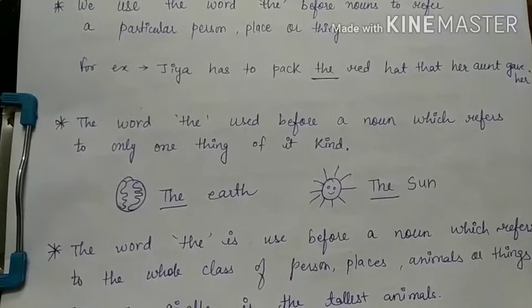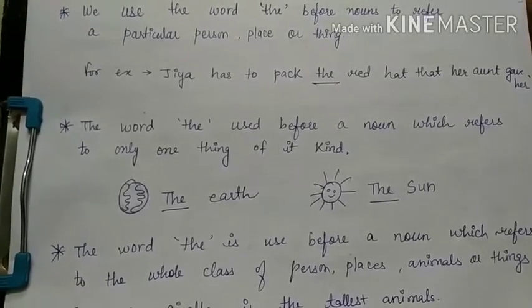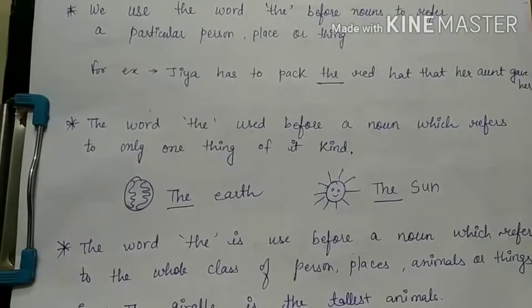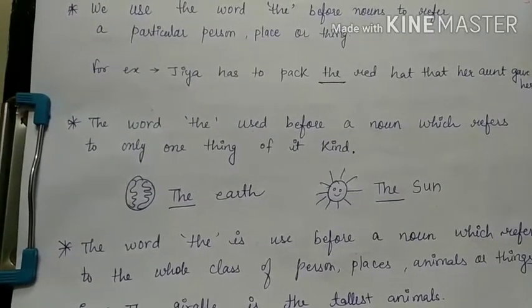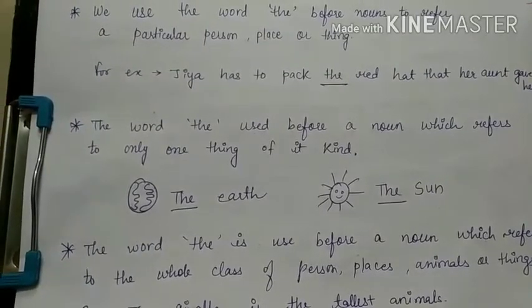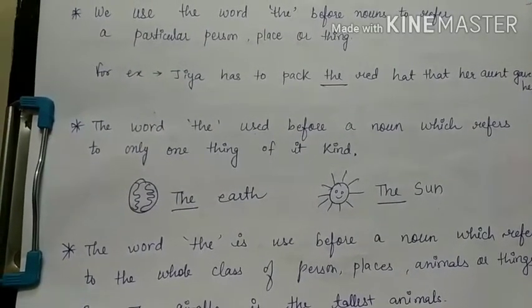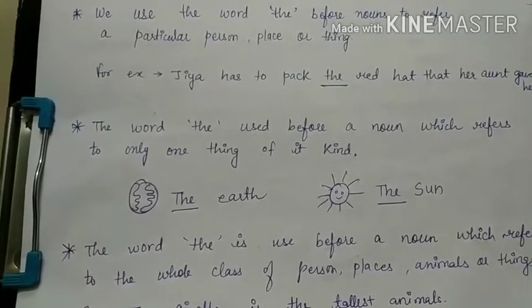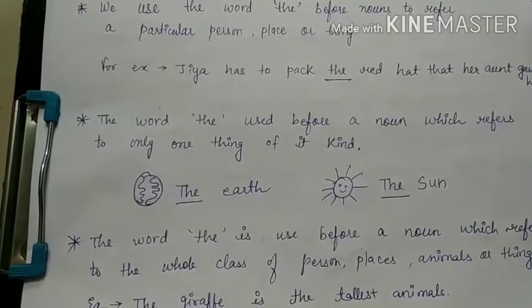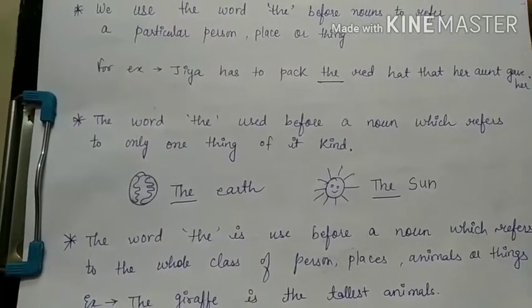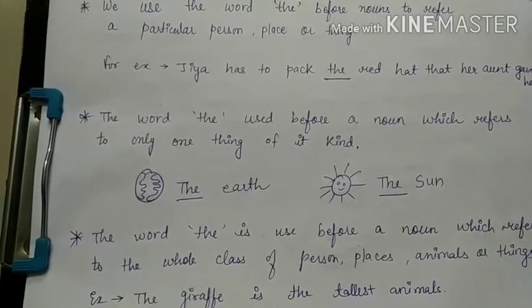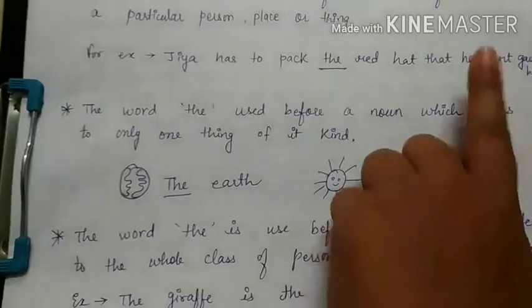Now let's see the use of the. We use the word the before nouns to refer to a particular person, place or thing. हम the का यूज तब करते हैं जब हमें पर्टिकुलर पर्सन, प्लेस या थिंग को रिफर करना होता है. फॉर एग्जाम्पल, Jiya has to pack the red hat that her aunt gave her. जिया को रेड हैट पैक करनी है जो उसकी आंट ने उसको दी थी.